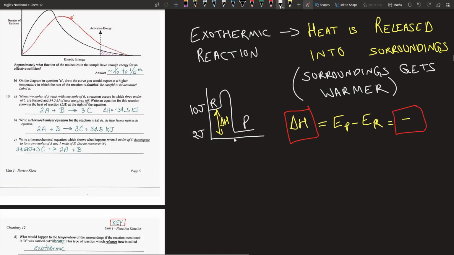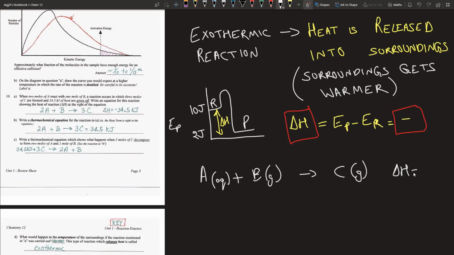So exothermic, heat is released into the surroundings. The graph of exothermic looks like this. Your products are lower than your reactants in terms of your potential energy, and your change in H is a negative number. How do they usually write this equation? They might say A, let's say it's aqueous, reacts with B, I'm just making these up, and they produce C. On the side, they will put change in H is negative 10 joules. As soon as you see change in H is a negative number, you should know it's exothermic. So that's one way they write the exothermic reaction.